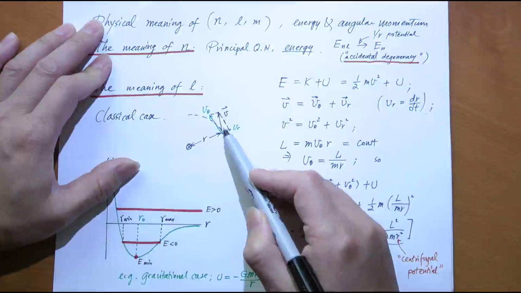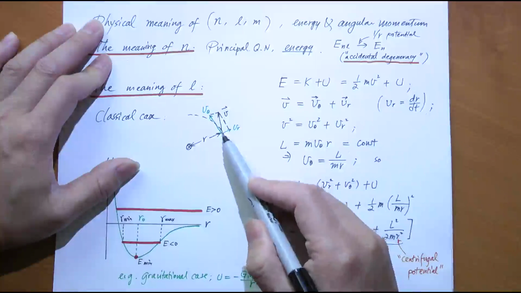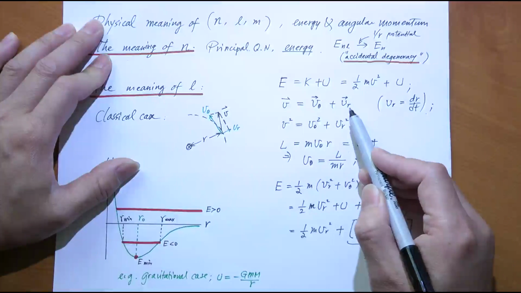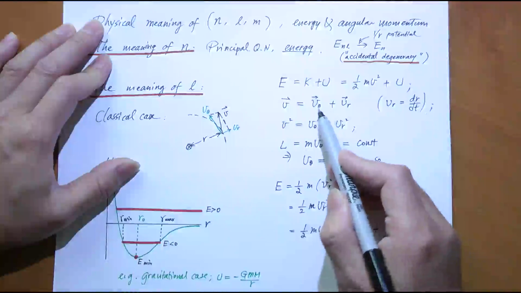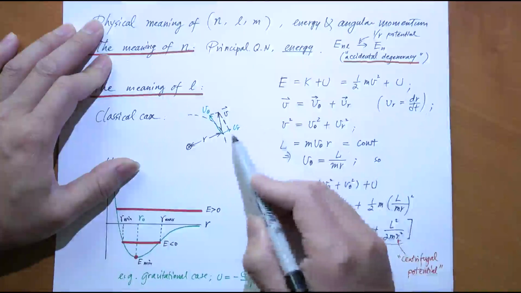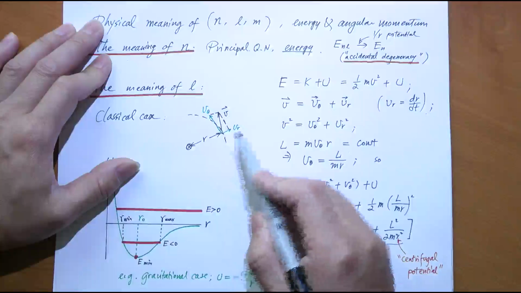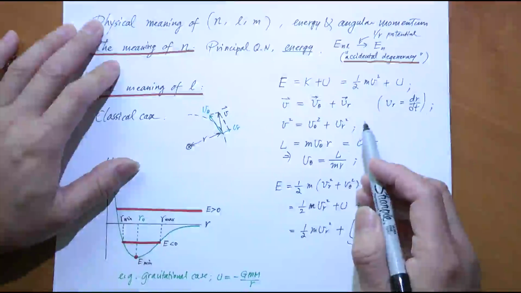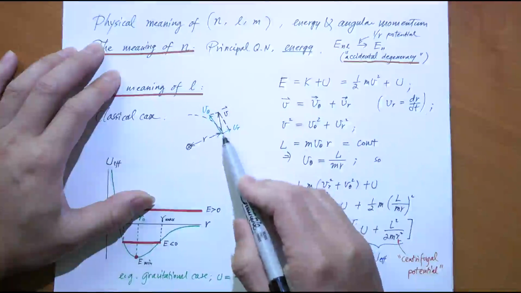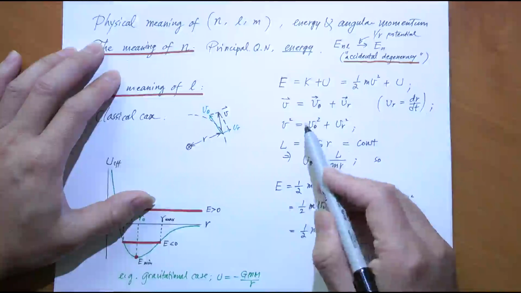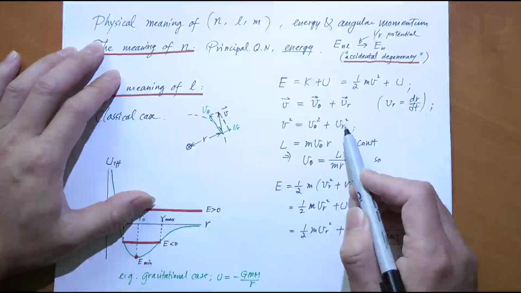Now, if an object moves in a circle, then r does not change. That means Vr is 0, right? Vr is actually dr over dt, so you only have v theta left. But in general, Vr does not have to be 0, so the object can go in and out while going around at the same time. Vr and v theta are perpendicular to each other, so v squared equals v theta squared plus Vr squared.